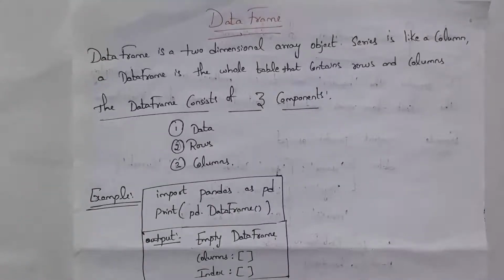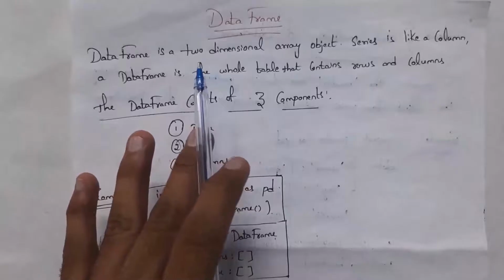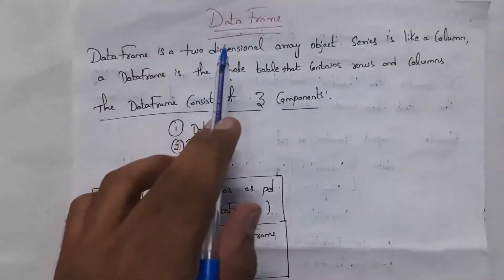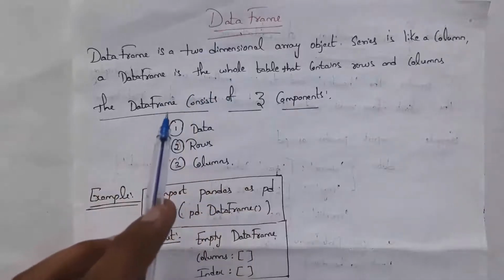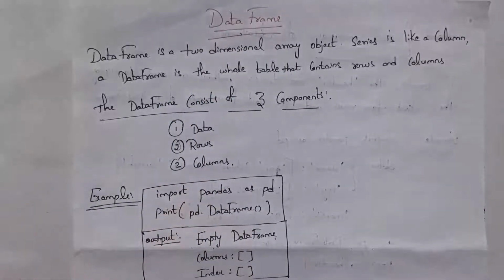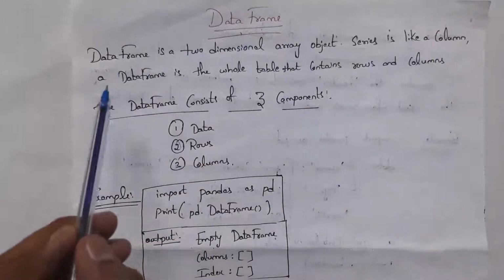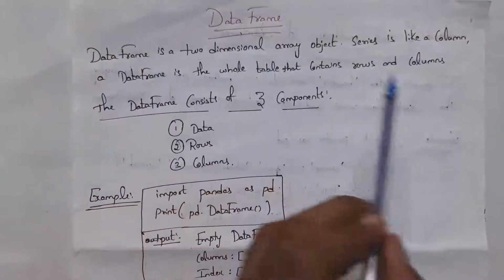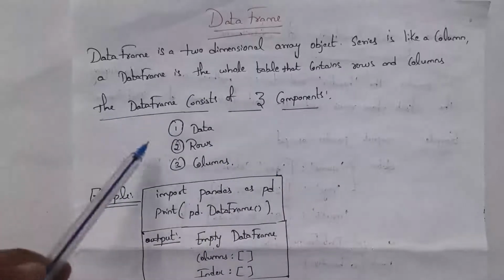Guys, another important data structure that we use in Pandas is DataFrame. Whereas a series is a one-dimensional array that contains only columns, a DataFrame is a two-dimensional array that contains both rows and columns. That is nothing but this DataFrame will represent data in the form of a table with rows and columns. So DataFrame is a two-dimensional array object. Series is like a column. A DataFrame is the whole table that contains rows and columns. There are three components in a DataFrame. They are data, rows and columns.